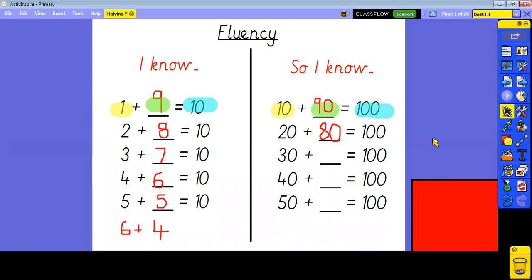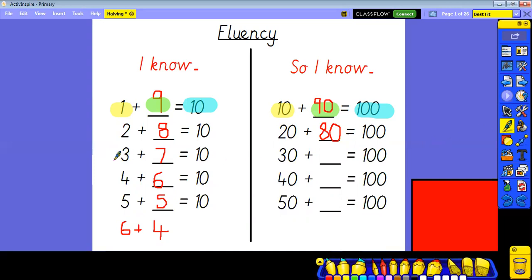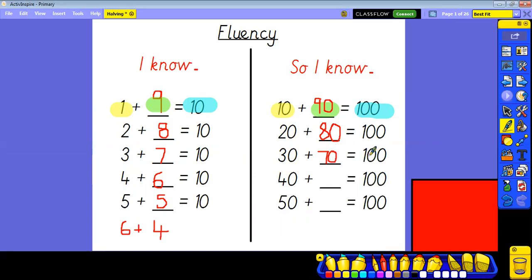Super, so hopefully you've been able to have a go at that now. Let's go through those answers. So if I know that 3 add 7 equals 10, then that must mean that 3 tens add 7 tens equals 10 tens. And I know that 3 tens is 30 and 7 tens is 70 and 10 tens is 100. If I know that 4 add 6 equals 10, then 4 tens, which is 40, plus 6 tens, which is 60, equals 10 tens, which is 100.